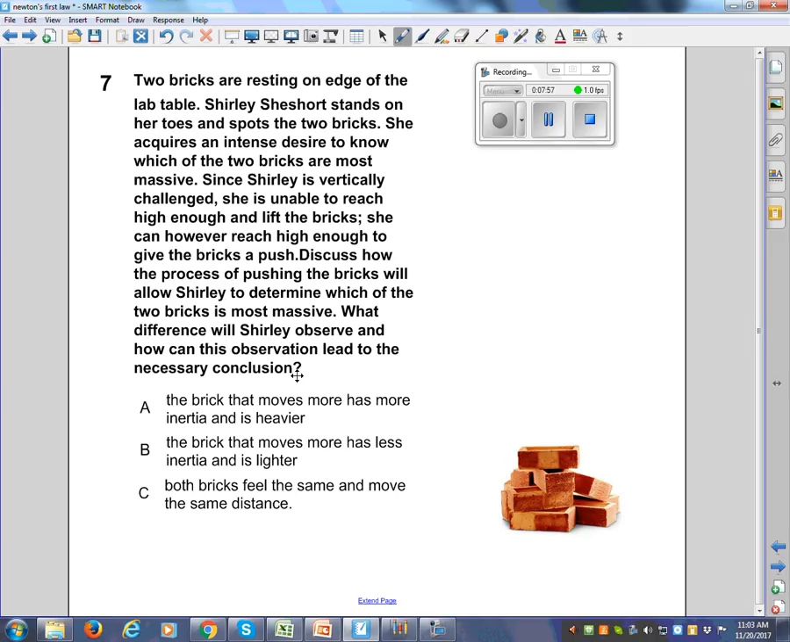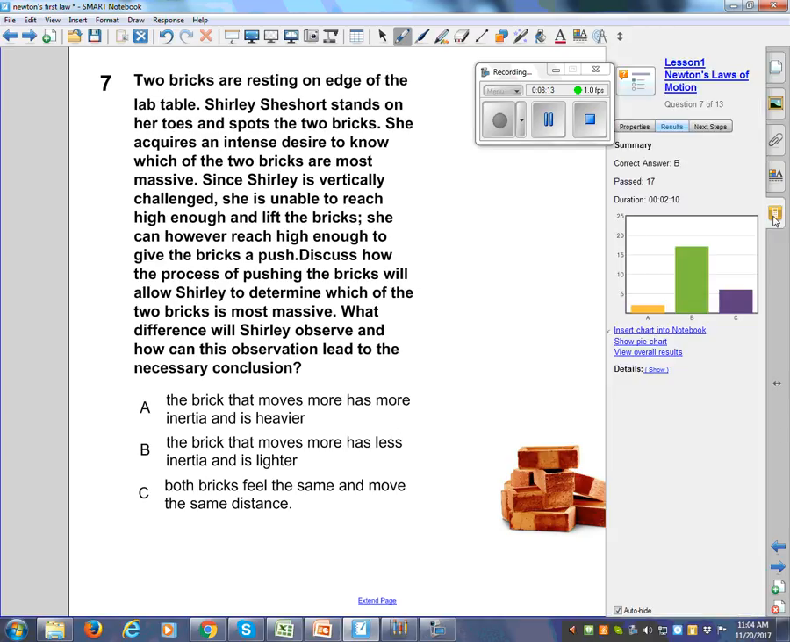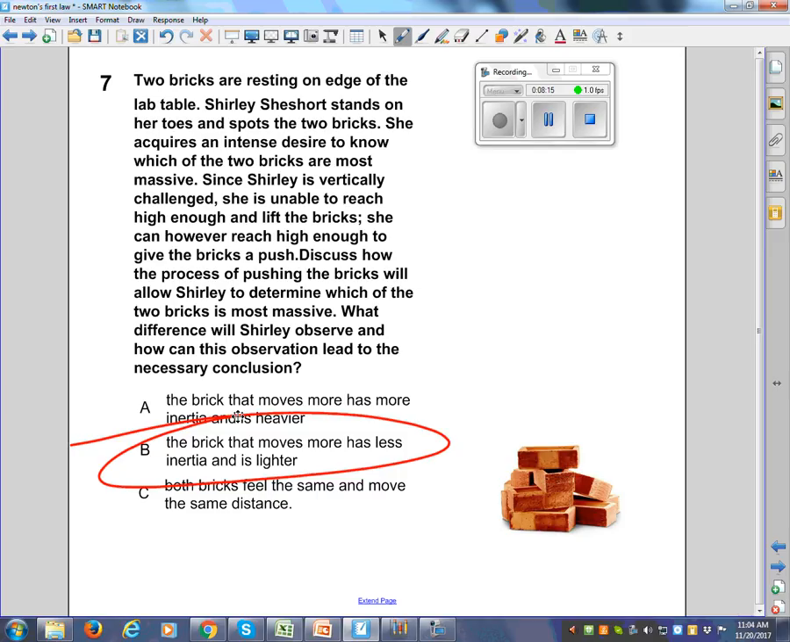So how can she figure out which one is the bigger one? The brick that moves more has less inertia and is lighter. Both bricks feel the same and move the same distance. Well, of course, the answer is B. The brick that moves more has less inertia and is lighter.